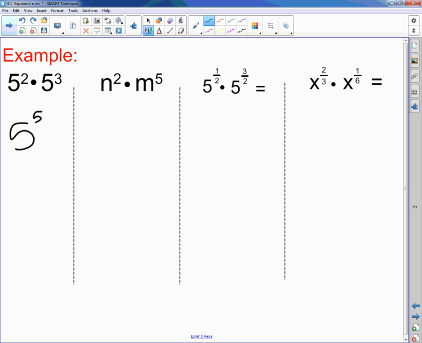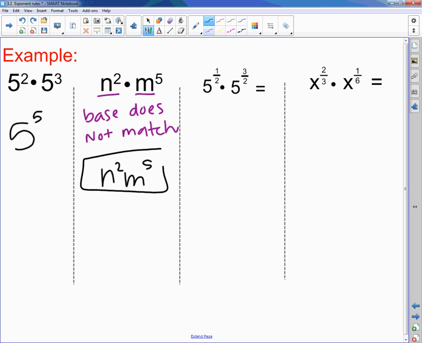Now if we look at these ones, the bases don't match. Write that down. If the bases don't match, you can't combine the exponents, so our final answer is just going to be n squared m to the 5th. So the base has to match in order for this to work. We look at this third example, the bases do match, they're both 5s. So we can combine those exponents. We want to add them together, so let's go ahead and take the exponents and add them.